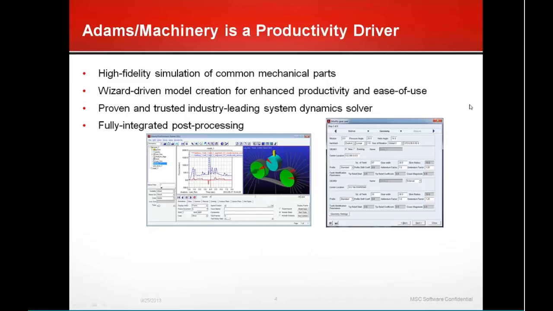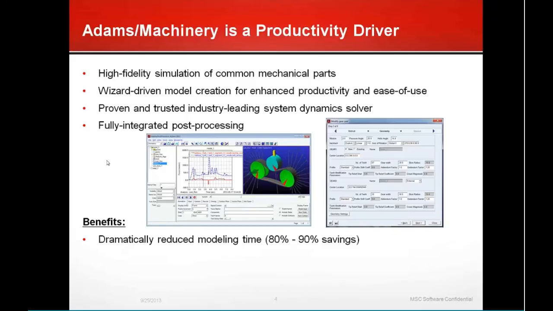Right here on the right-hand side, you see one screenshot of the wizard, in particular for the gear pair. And essentially, if you zoom in, you can tell that there's a process by which a user would input parameters and define a gear. And on the left-hand side here, we see that there's a native post-processing environment within Adams as well that allows the user to examine the results. So it's fully integrated post-processing and again leverages that proven Adams solver technology.